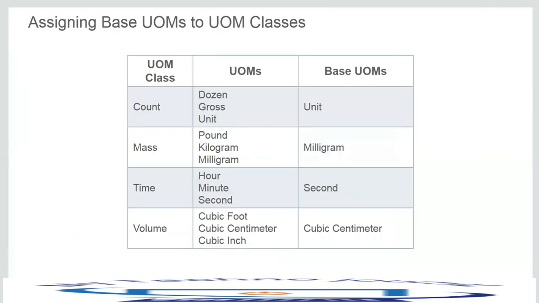So assigning base unit of measures to UOM class. As you could see, the UOMs dozen, gross, unit, are all mapped to the base UOM, which is unit or each. And from the UOM class mass point of view, the various units of measure could be pound, kilogram, milligram, and the base unit of measure is milligram.